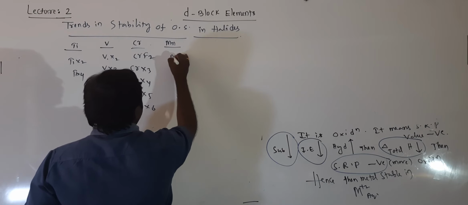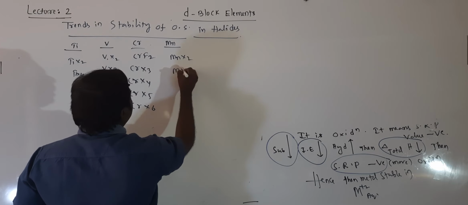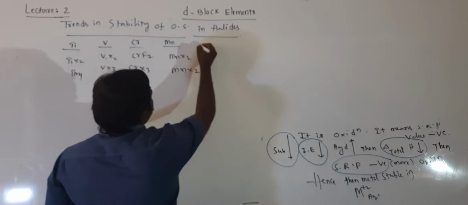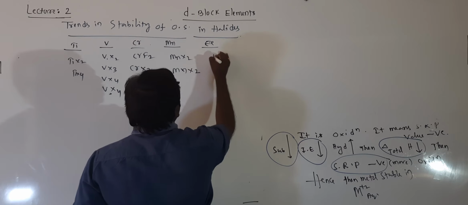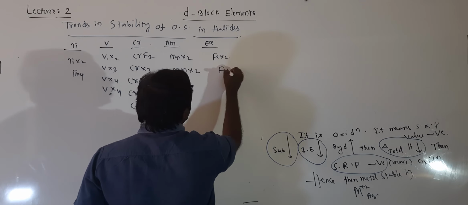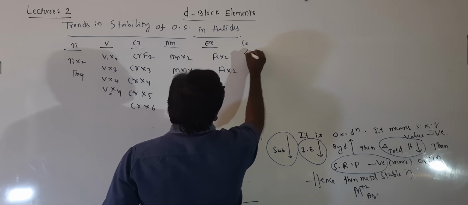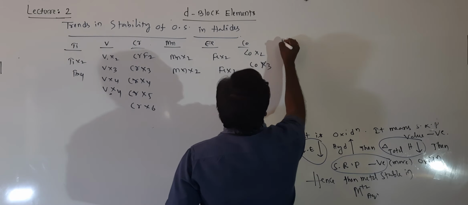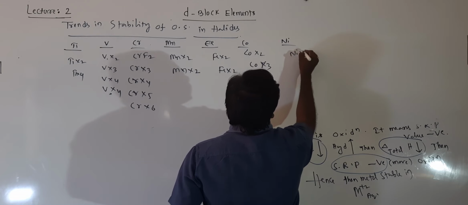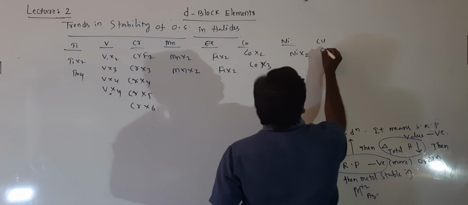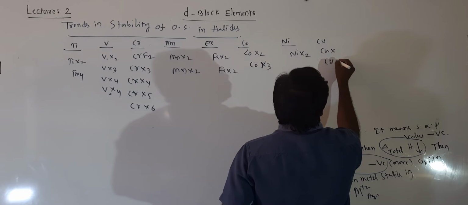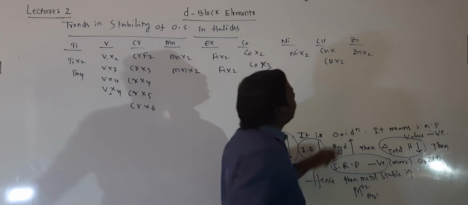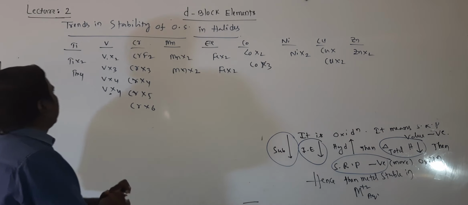Manganese is there, MnX2, MnX3 maximum. It will not form pentahalides like that. After that, iron is there, FeX2 and FeX3, only difluoride. Cobalt also CoX2 and CoX3. Next one, after that nickel only forms NiX2 and copper only forms CuX2 and zinc forms only ZnX2. So here you just observe clearly.